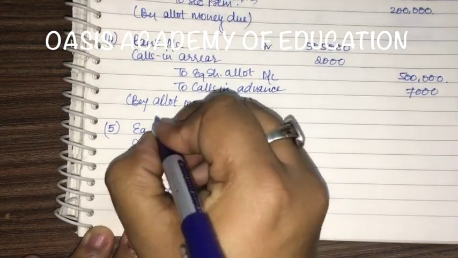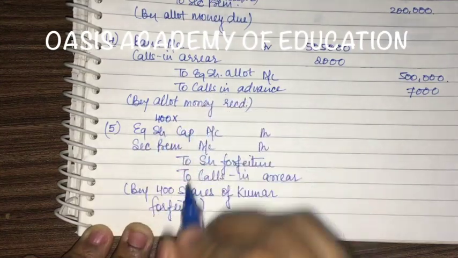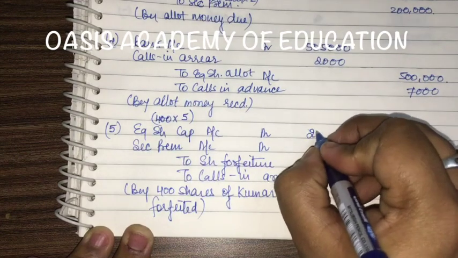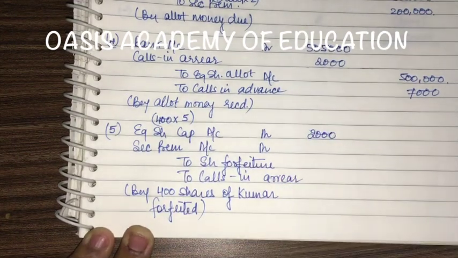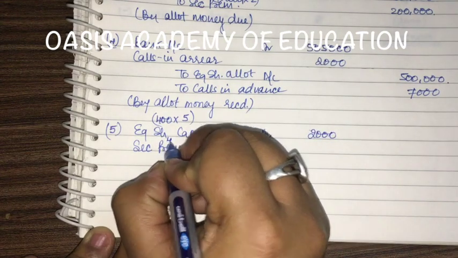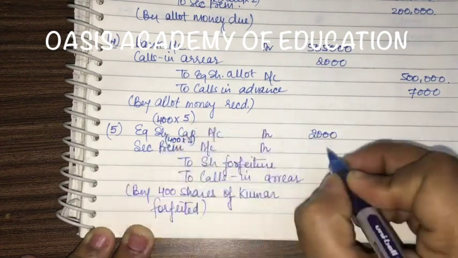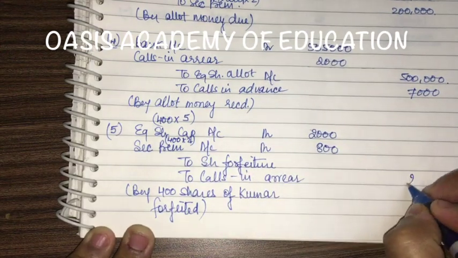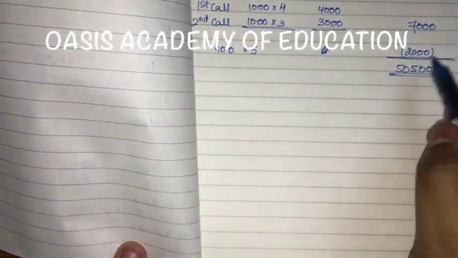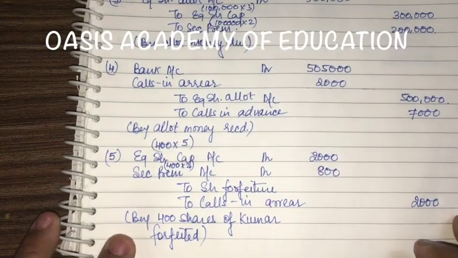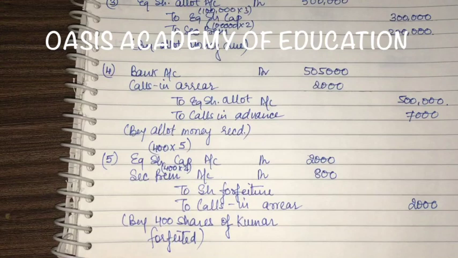Right? So let's calculate the amount. The called up capital is 5, so it will be 400 into 5. 2 rupees premium has already been paid. 2 rupees premium has not been paid, so it will be recorded. So it comes out to be 800. Calls in arrear, we just calculated the amount over here in this working note. So it's 2000. So we can put it straightforward on account of Kumar.